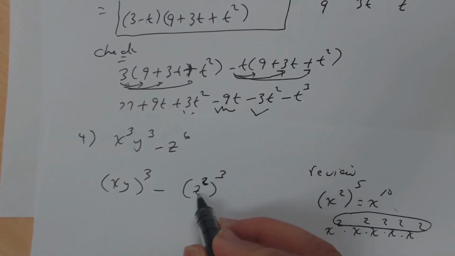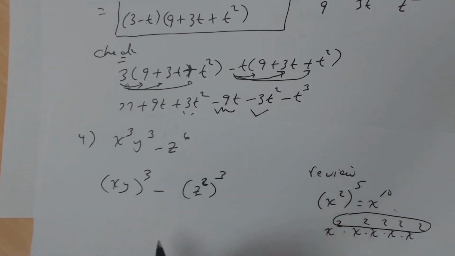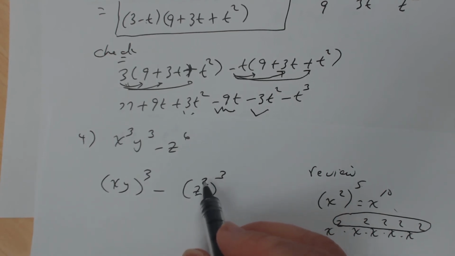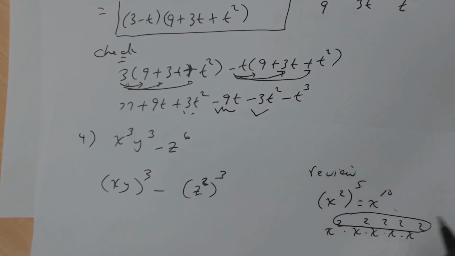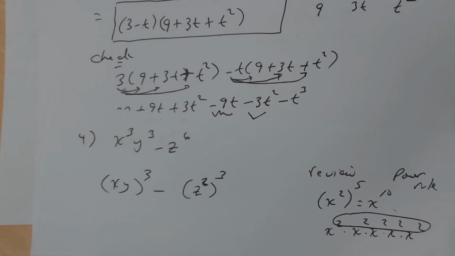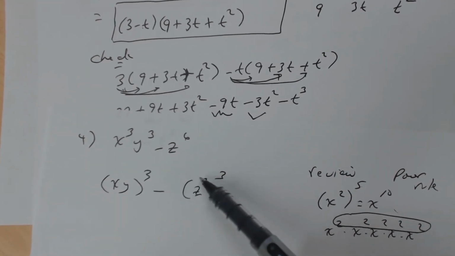Okay? So the answer is z squared. So think about it. Z squared, that's a 2. 2 times 3 is 6. All right, so when you have a power raised to a power, that's a power rule. You multiply and you get z to the 6th. So this right here is the difference of 2 cubes.